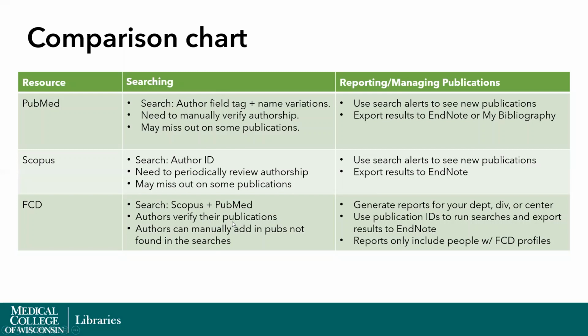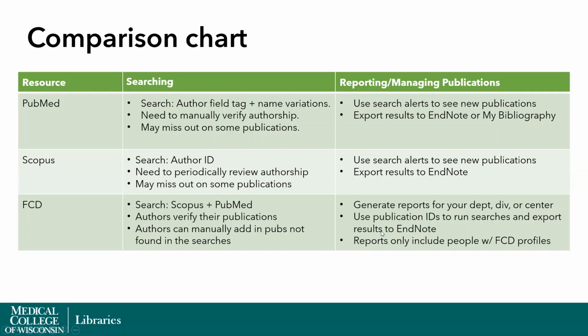So the FCD here pulls in searches from Scopus and PubMed, so it does that on the back end for you. The authors are verifying their publications, so you don't have to scan through the list and really do some detective work to determine, is that publication really part of your research team, or do the authors just share similar names or affiliations? With FCD, authors can manually import or add publications that aren't found in either of these two resources, and that shouldn't be a lot. It should be just some one-offs here and there.